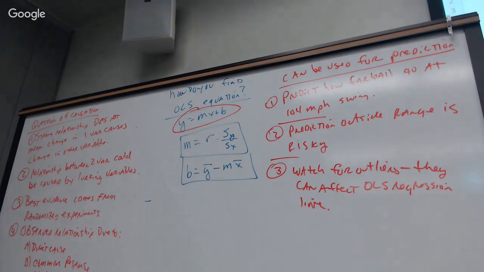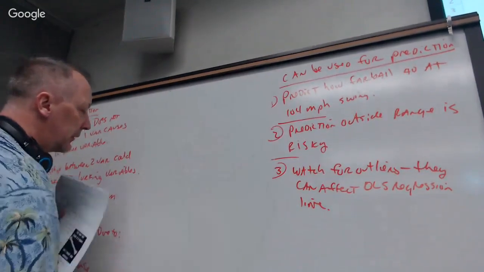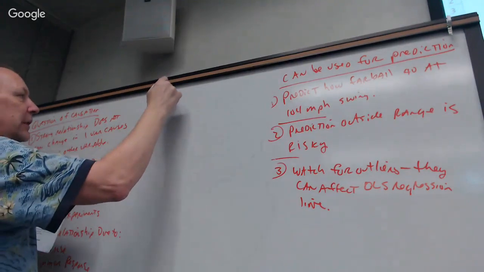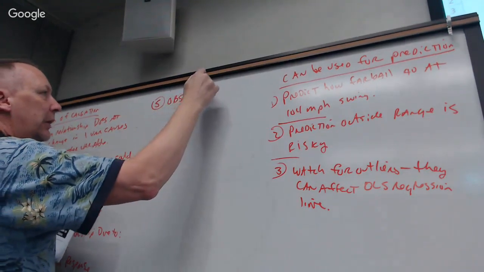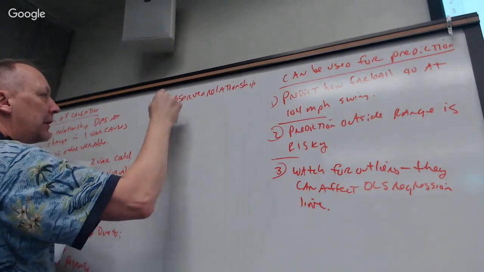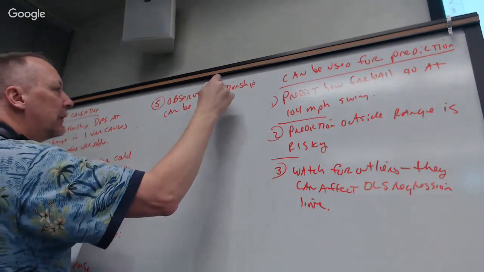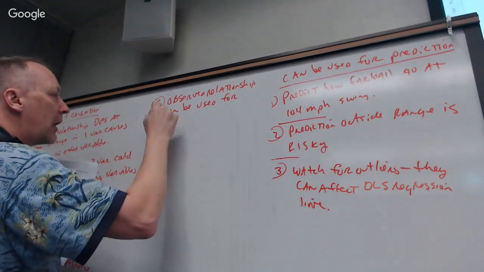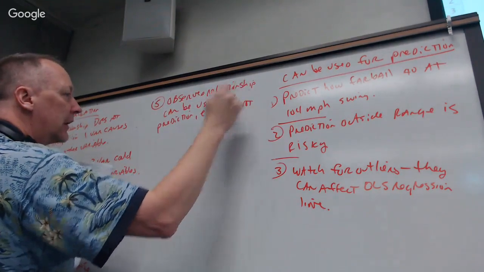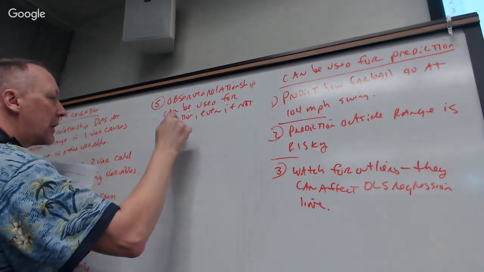Okay? But here's the interesting thing. Number five. Let me just throw this out here really quick. That observed relationship can be used for prediction even if not the cause.